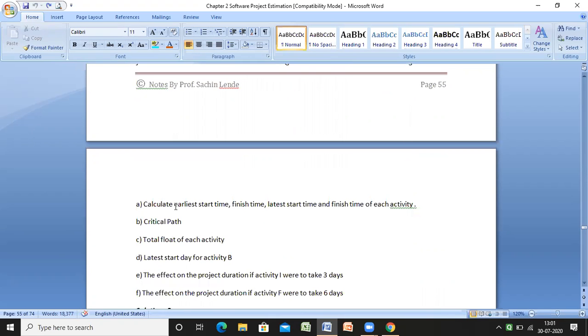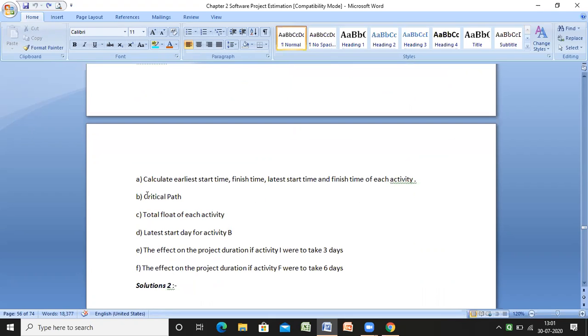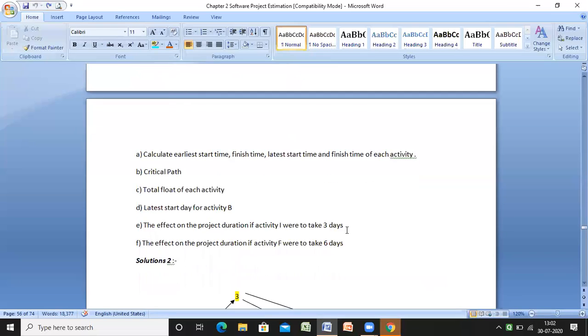In this way, what we have to do is calculate the earliest start time, finish time, latest start time, and finish time of each activity. The second question asks for the critical path. Obviously, we are going to calculate the critical path and the total float of each activity. Then the latest start date of activity B, the effect on the project duration if activity I were taken to 3 days, and the effect if activity F were taken to 6 days. These are the different sub-questions they ask.